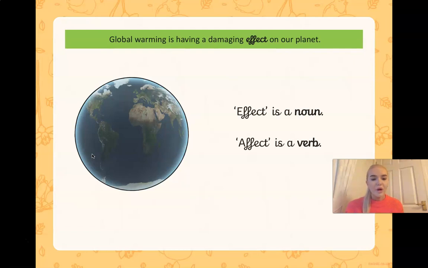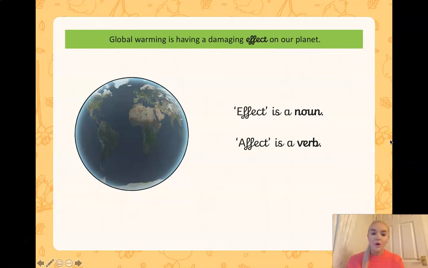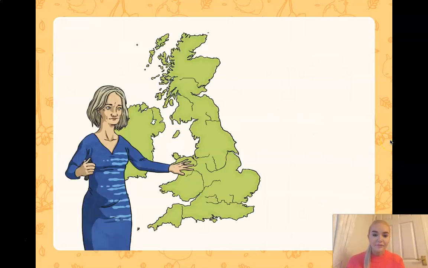Now when we look at the words effect and affect, effect is the noun. Effect is the noun, it's the thing. So it's having a damaging thing on our planet. However, affect is a verb, it's a doing word. So when we use the word affect, we are using it as a verb, and when we use the word effect, we're using it as a noun. So here we are using it as a noun.